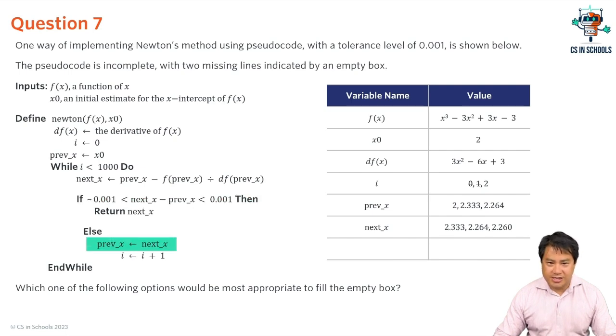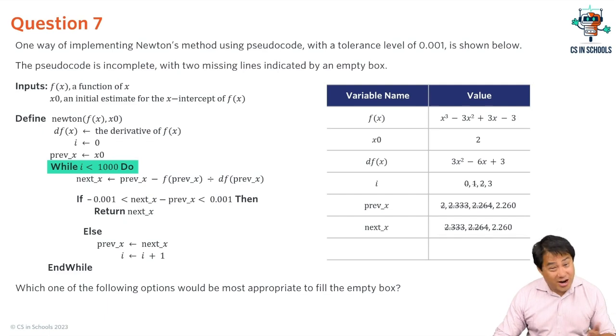We go into our else statement. We get ready for one more iteration. Next x goes into previous x. I equals I plus 1, so that goes to 3. Let's go back up. 3 is still less than 1,000. We've actually got 997 times to go if we continue down this route. So we've got a long way to go in terms of the number of iterations.